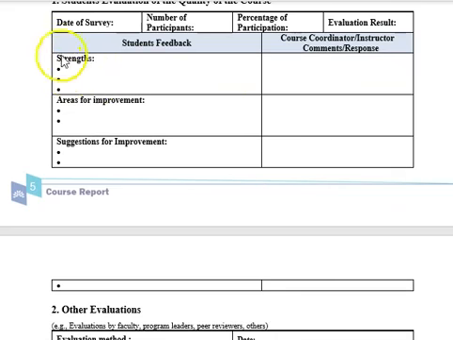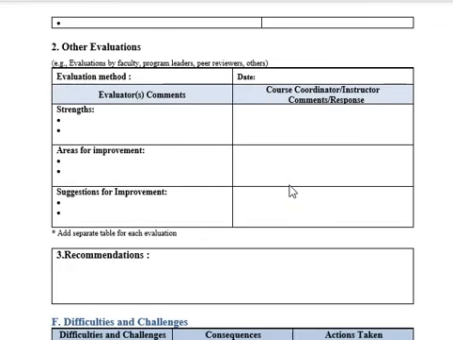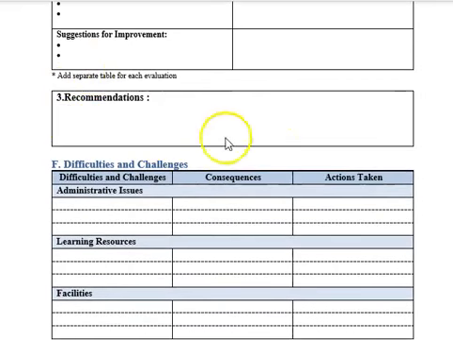Write strengths. For example, the instructor used different teaching strategies, and write your response to this. For weaknesses, for example, the instructor did not give us enough electronic materials, write your response. Suggestions for improvement: write your response on areas for improvement. Other evaluation: to make it easy, because there are no internal and external reviewers all the time, you can ask your colleague to evaluate your course and write recommendations honestly. Recommendations: you can write recommendations for this section. For example, the number of students who participated out of those registered is low.